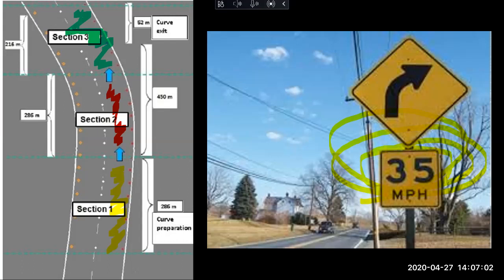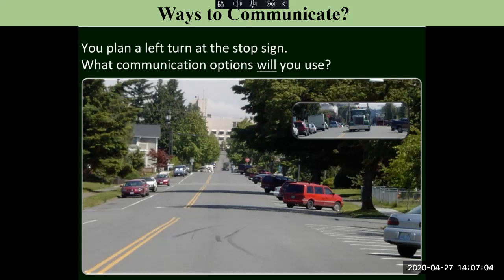Okay, so intersections, you plan to turn left at the stop sign. What communication options will we use? Okay, well, first off, you're going to go through 1, 2. It is the 3rd intersection. You can see those breaks in the pavement lines to know that it's a ways up there. Okay, so really, it's not until this area that we even want to think about using our brakes. And we're going to come into the stop sign nice and smoothly.